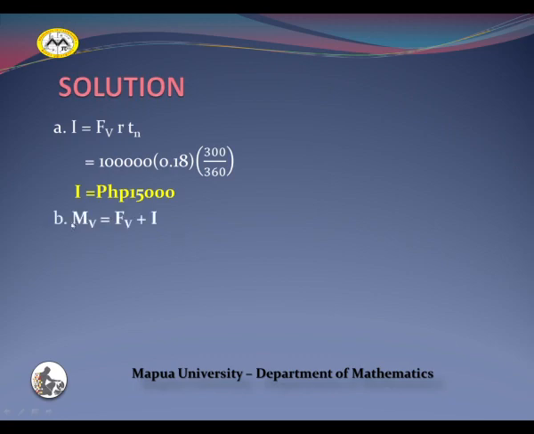And then for letter B, wherein we have to look for the maturity value, this is just simply the face value plus the interest. And this is just simply 100,000 plus the interest, which is 15,000. Then maturity value is 115,000.